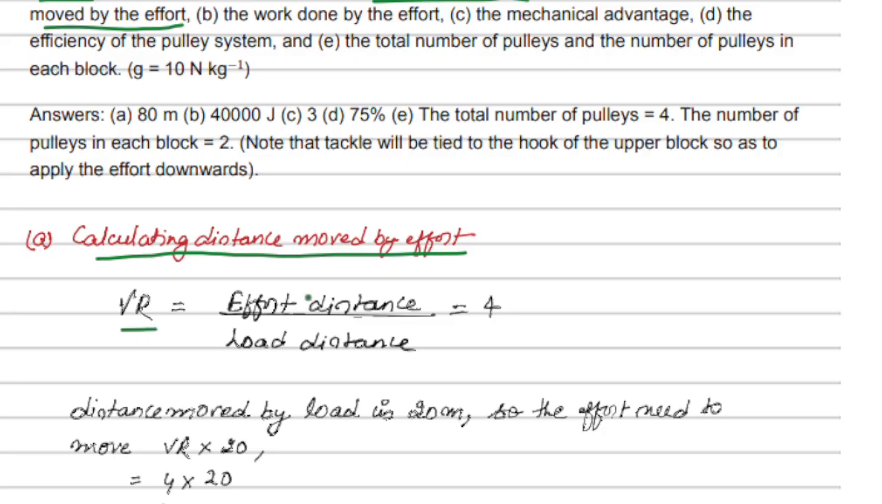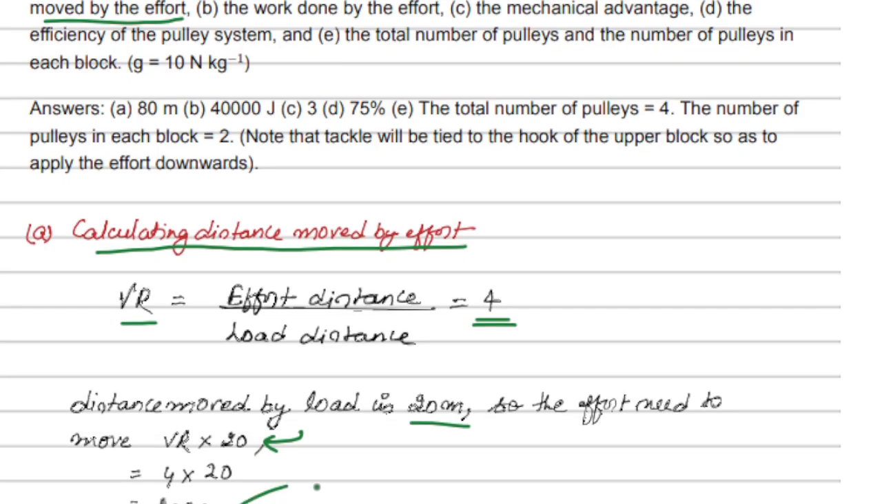First, let's calculate the distance moved by the effort. We know velocity ratio is effort distance divided by load distance, and that is given as 4, right? So distance moved by load is 20 meter. Intuitively, if this is 4, it means you have to put 4 times more distance at the effort, right, to lift a load. So if load is moving 20 meter, we have to go 4 times more at the effort point. From this formula also you can get this: the distance moved by effort will be VR, velocity ratio, into 20, which will be 80 meter.